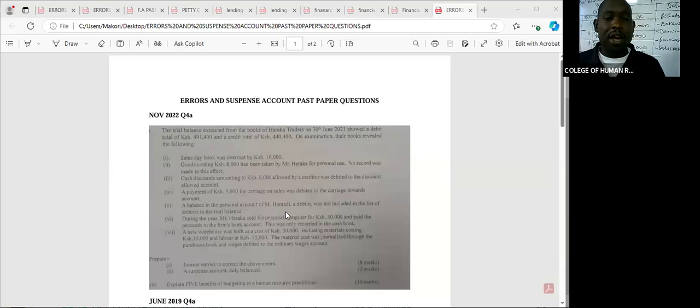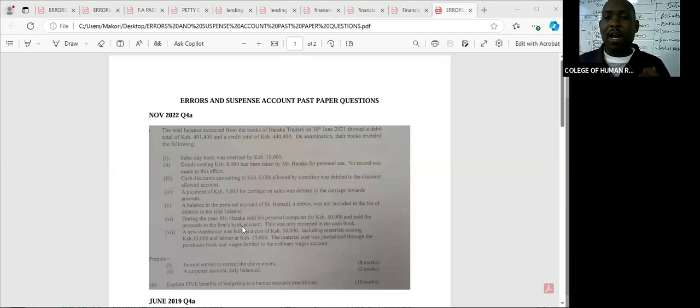Number 6, during the year, Mr. Haraka sold his personal computer, 50,000, and paid the proceeds to the firm's bank account. This was only recorded in the cash book. So you can see that the owner, Mr. Haraka, decided to increase the contributions or the investment in the business, disposing the personal computer and then converting the proceeds into business resources. Anytime the proprietor brings additional resources to the business, we are supposed to credit capital.